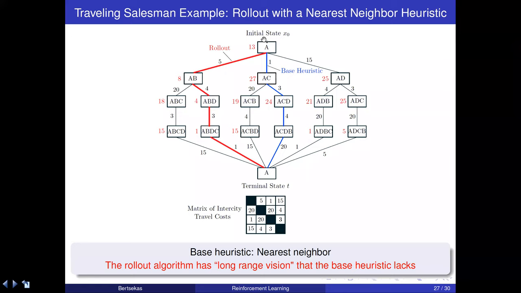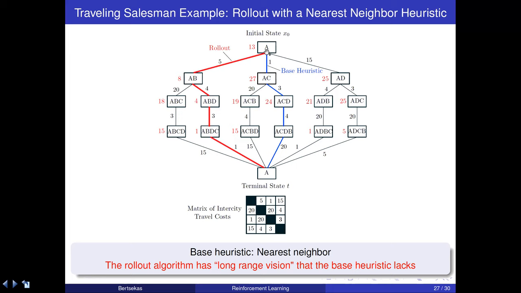For AC, you'll still have 27 by the same heuristic because you'll have to choose the 3 over the 20. The 3 over the 20 is the nearest neighbor. And then you have no choice here, and so you have 28. So we got 13 this way, we got 28 this way. And then how about this branch here? From AD, you would choose ADC, and then you have no choice.